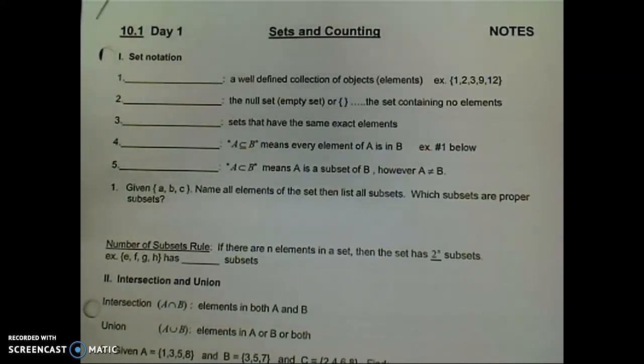These are the notes for section 10.1. We're going to look at sets, some terminology, counting, and Venn diagrams.